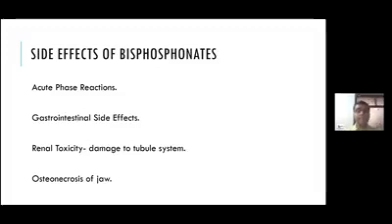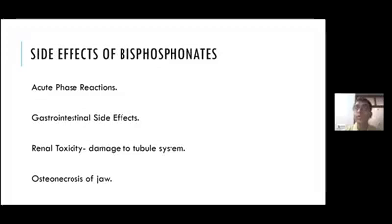The side effects of the bisphosphonates include acute phase reactions, which include the flu-like reactions, gastrointestinal side effects such as abdominal pain, diarrhea, and renal toxicity, as I've already explained. It may get deposited in the tubular system of the kidney in cases of dehydrated patients, so it can cause renal toxicity.